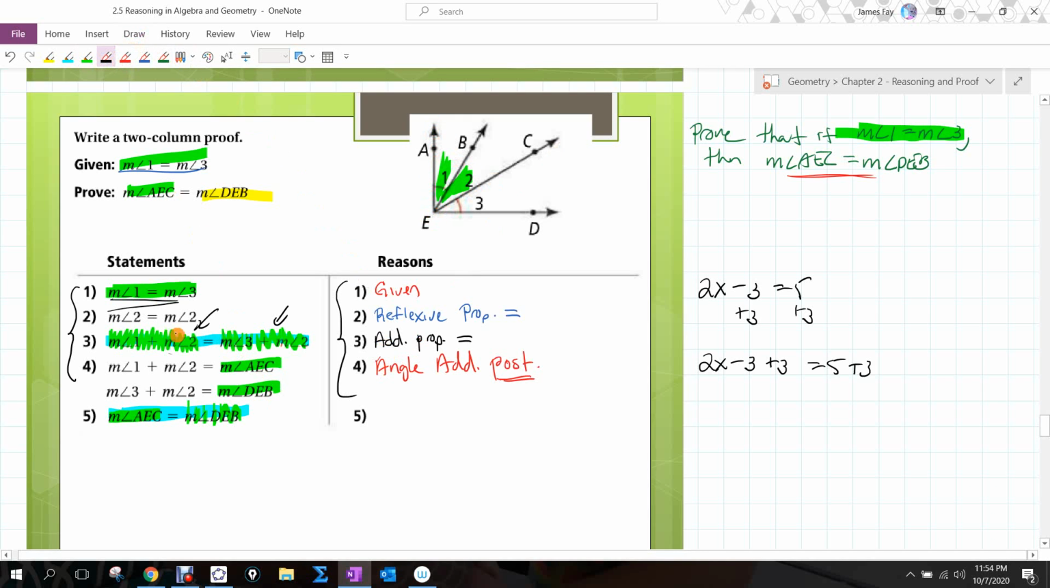Now, that task of taking this and replacing it with that, something that it's equal to, and taking this and replacing it with that, something that it is also equal to, replacing something with what it is equal to is called substitution. And because it's using equality, the substitution property of equality.